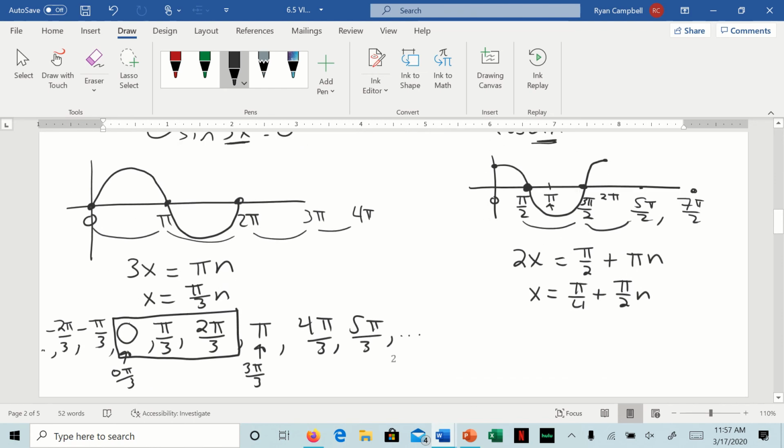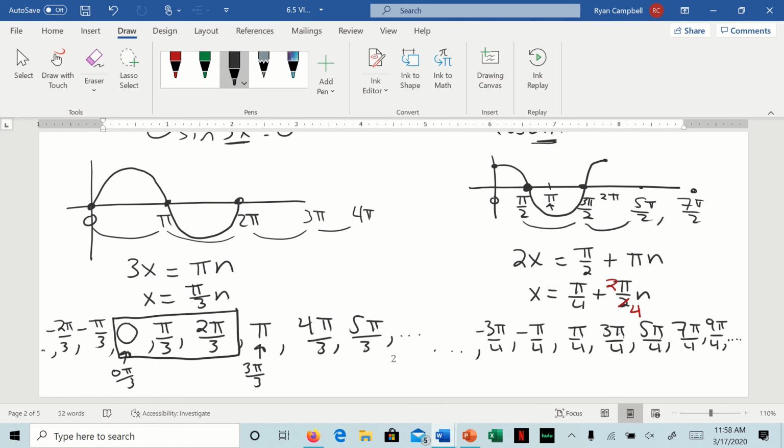And if you want to make it a little easier on yourself, get a common denominator. So that's going to be over 4, so we multiplied by 2, which means we multiply by 2 on the top. So if we list out all the different possibilities, we can start with 0 for n. So we get just pi over 4. We can add 2 pi over 4, which would be 3 pi over 4. Keep going, 5 pi over 4, 7 pi over 4, 9 pi over 4. It just keeps on going forever. We can go in the opposite direction, so negative: negative pi over 4, negative 3 pi over 4, and that just keeps on going forever also.